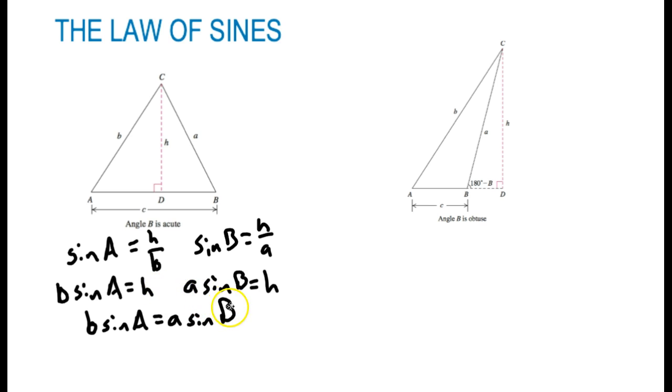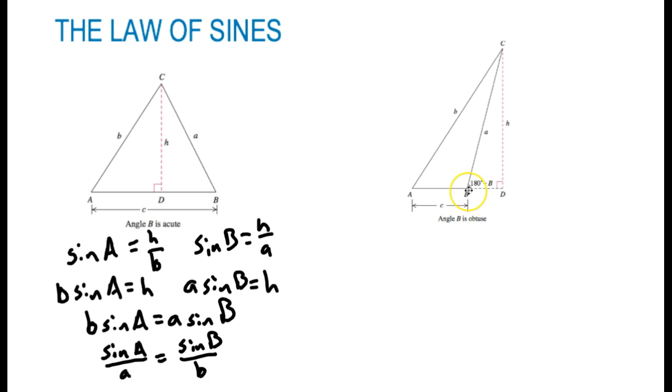Now, more generally, we'll see it written like this. If I divide this lowercase b over to the right side, and I divide this a over to the left side, we'll end up with this. Sine of angle A over side a equals sine of angle B over side b. Okay? Now, we can actually do the same thing for something like this.